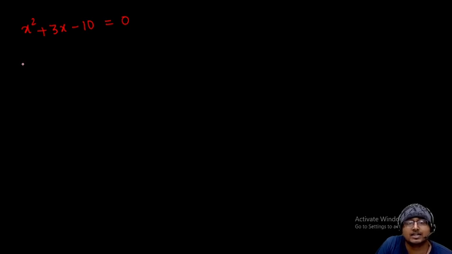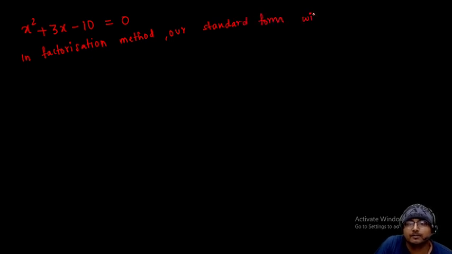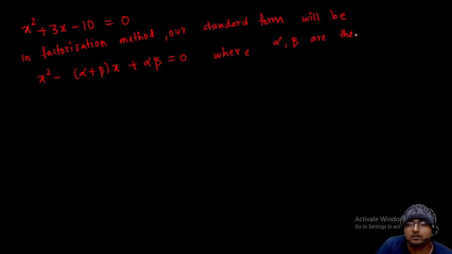What is our standard form in the factorization method? In the factorization method, our standard form will be x square minus of alpha plus beta into x plus alpha beta is equal to 0, where alpha comma beta are the roots of the quadratic equation.